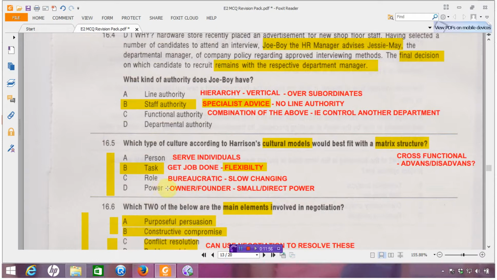Okay. And a power culture, as you would expect, focused in on probably one individual. The owner or the founder. Maybe well suited to smaller organizations where an individual is wielding power over a number of other people. And perhaps a good example of that might be Ryanair with Michael O'Leary, where his personality and his power pervades really every aspect of the organization. So, watch out for these questions. Seems to be a popular one.